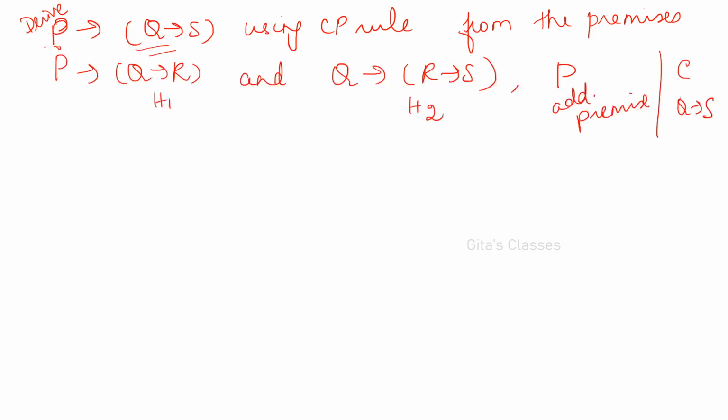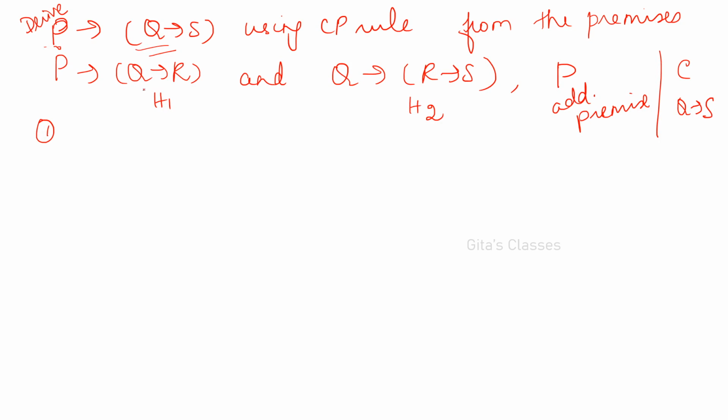Okay. So first I am going to introduce, now using these three premises I am going to arrive at Q conditional S. This is our new conclusion. If you can prove like that, that means that by using CP rule, you can say that this P conditional Q conditional S can be derived from the given set of two premises.